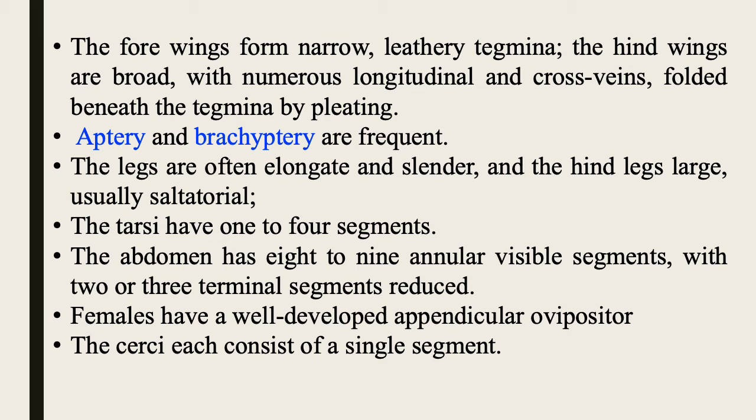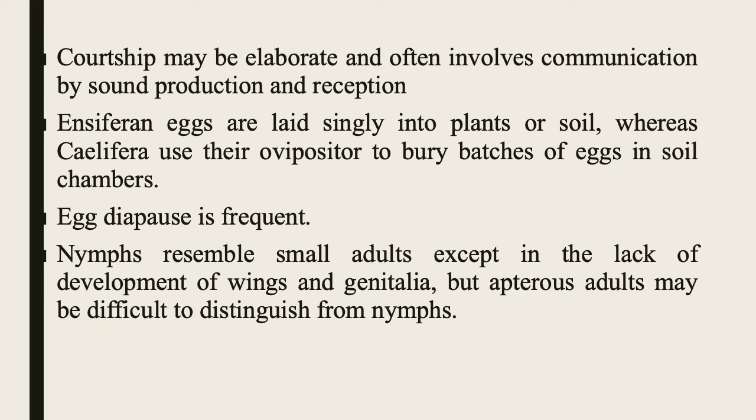The tarsi in the legs have 1 to 4 segments. The abdomen has 8 to 9 annular visible segments with 2 or 3 terminal segments reduced. The females have a well developed appendicular ovipositor. Ovipositor is meant for depositing or laying eggs. The cerci each consist of a single segment. In orthopterans, courtship may be elaborate and it often involves communication by sound production and reception of sound by the mate.